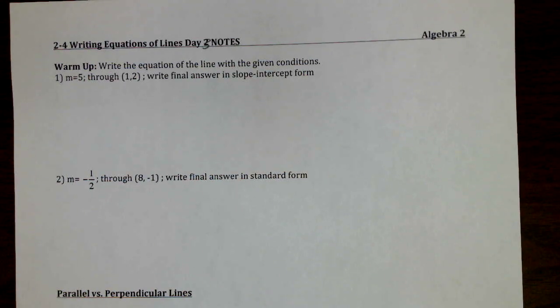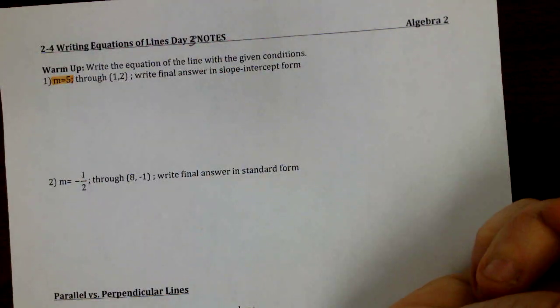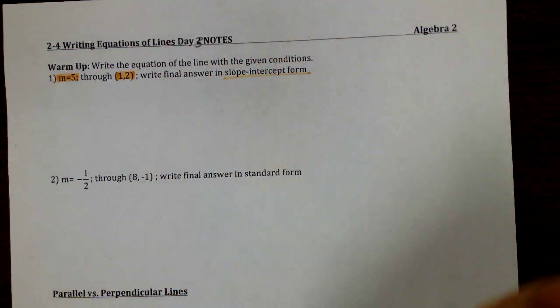Okay, so today we're going to write an equation of a line. This is our warm-up, so this is our review of the last 2 lessons. All right, so the final thing here, we've got m is equal to 5. We have our point (1, 2), and we want the answer in slope-intercept form.